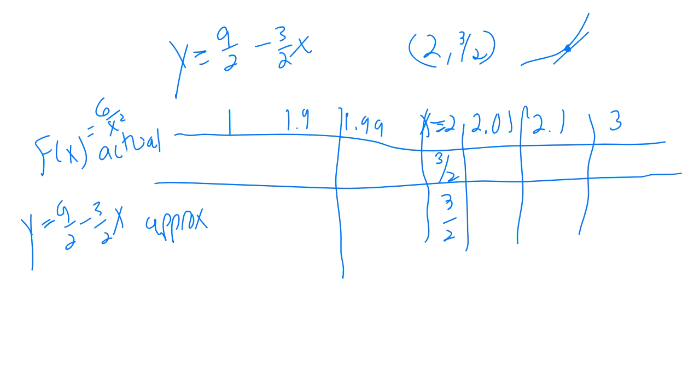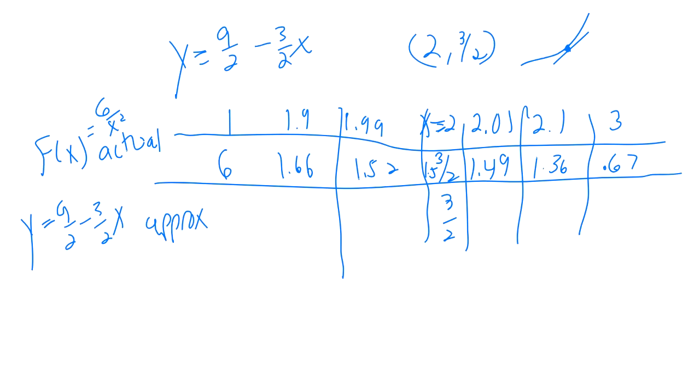But these other values you'd get from plugging them into your calculator. 6 over 1 squared is 6. 6 over 1.9 squared is 1.66. 6 over 1.99 squared is 1.52. And this is 1.5, by the way. 3/2 is 1.5. This is 0.67, and this is 1.36, and this is 1.49.